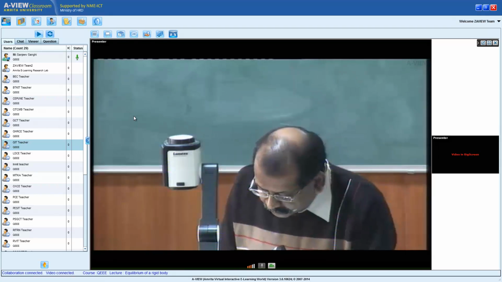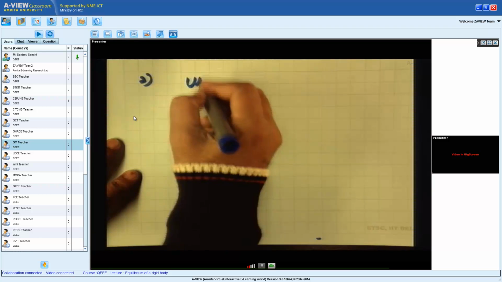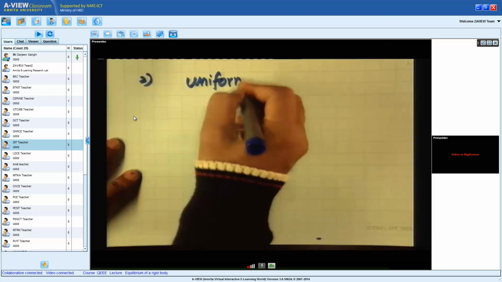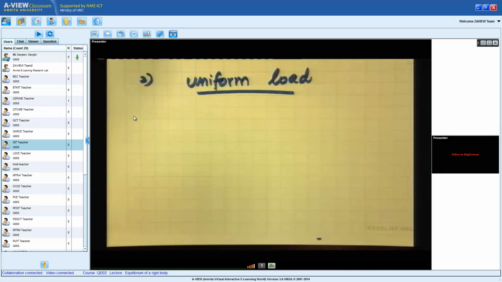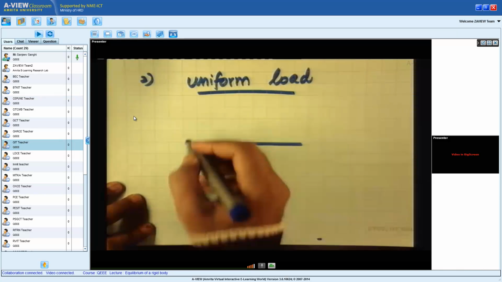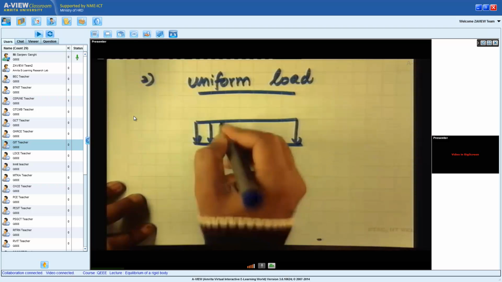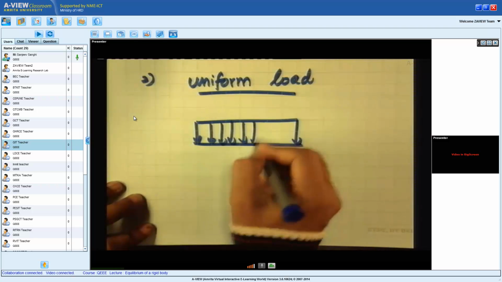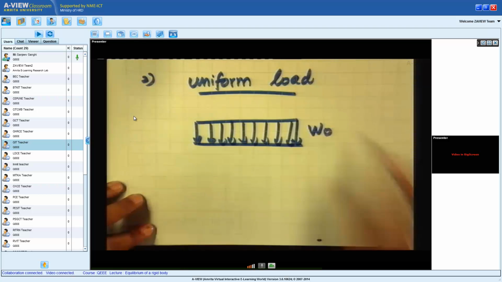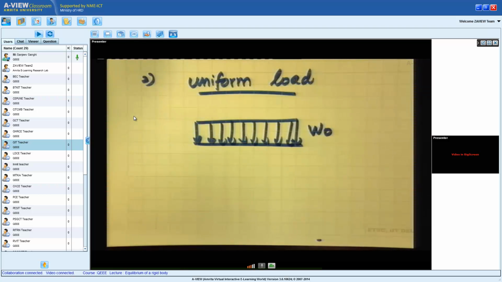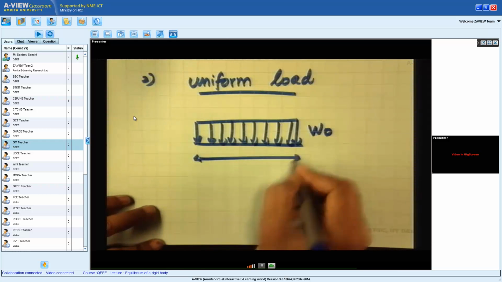So let's say the two specific cases we consider. First case is what we call a uniform load. So we have a beam like this on which we have a uniform load. Now because this load is uniform, we call it W0, which is a constant.